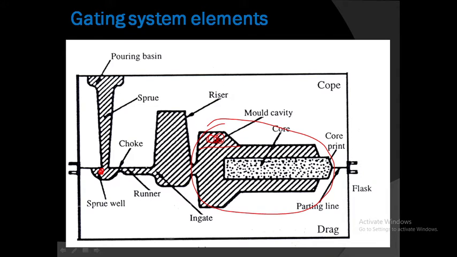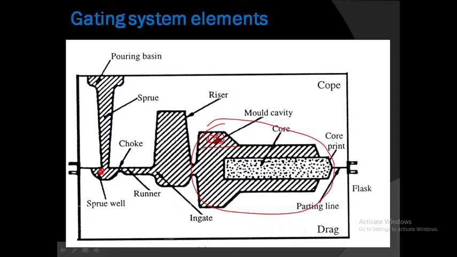Okay, and next, the gating system should avoid the entrainment of air or other gases into the mold. Okay, that means the ideal gating system should avoid the entrapment of gas. It should not absorb air or other gases into the mold. So the absorption of air or gases into the mold should be avoided. This is another function.